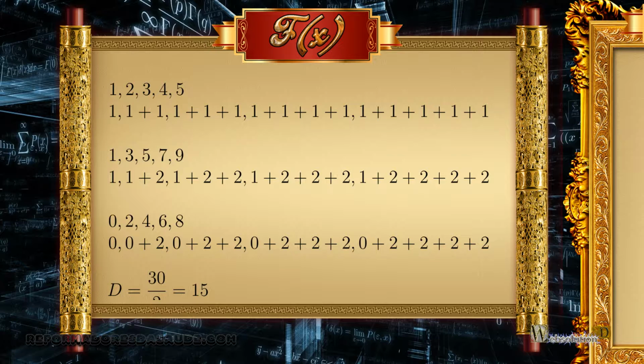What if it was number 2? We would have 1, 3, 5, 7, 9. That is now the sum of the number 2.